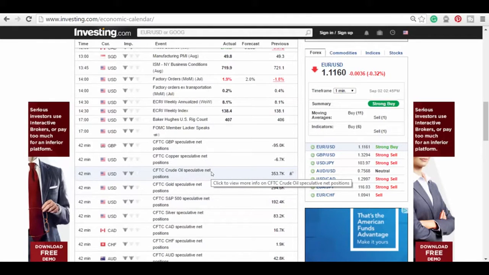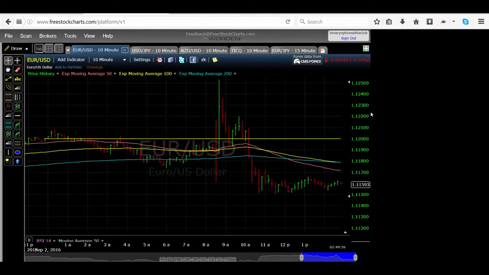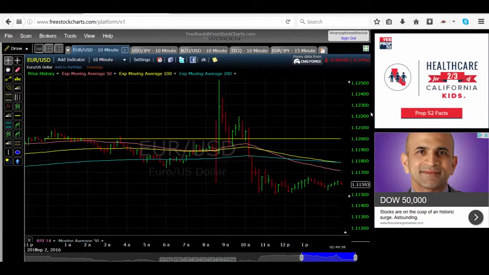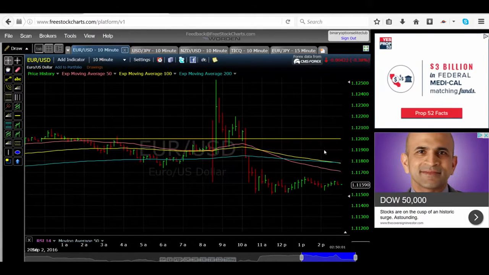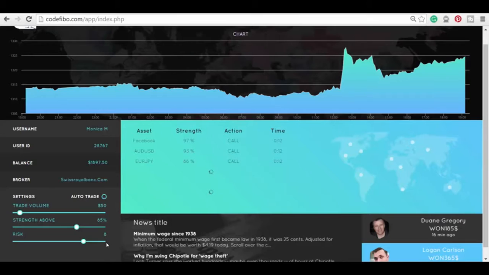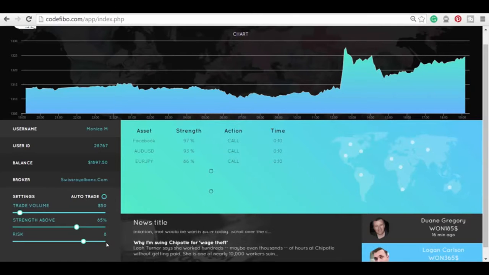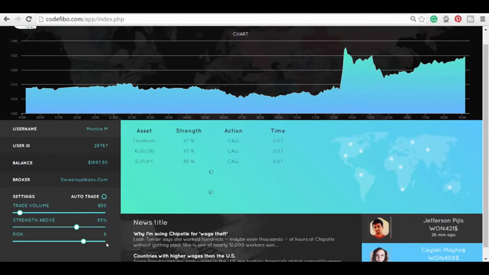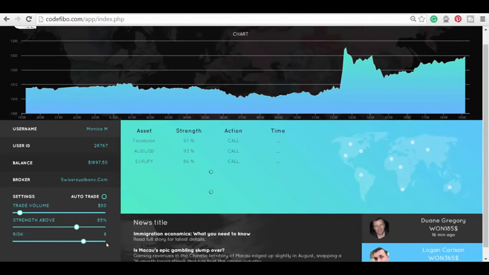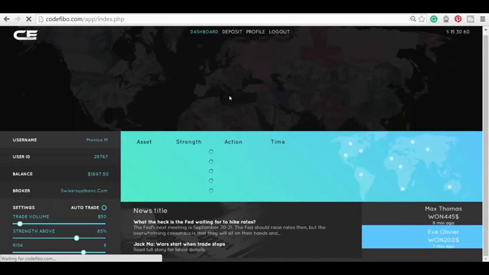Okay, so the next thing is charts. If you're not familiar with freestockcharts.com, this is a free charting tool. One of my favorite tools that I use for my trading. So it's free and you can use it for your reference while you're trading. Okay, so back to the CODEFIBO application. You see that last signal, EUR/JPY, that's the one in our open trades in the broker account. So just FYI. Okay, we are getting the next set of signals.